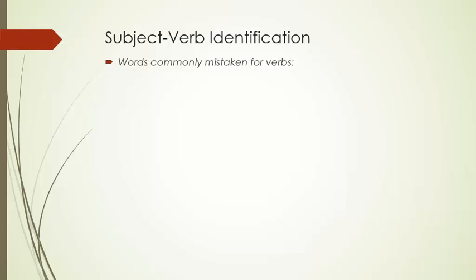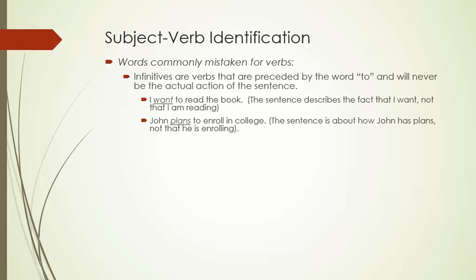As we're looking for verbs, there are a few words that are commonly mistaken for verbs but aren't actually verbs. One of those is words that are preceded by the word "to." We call these infinitive verbs. In a sentence like "I want to read the book," the action of that sentence is really that I want something. I'm not actually reading the book. So by putting the word "to" in front of "read," reading becomes an activity that I want to do. So again, the action there is "to want," and "to read" is not going to be your verb.